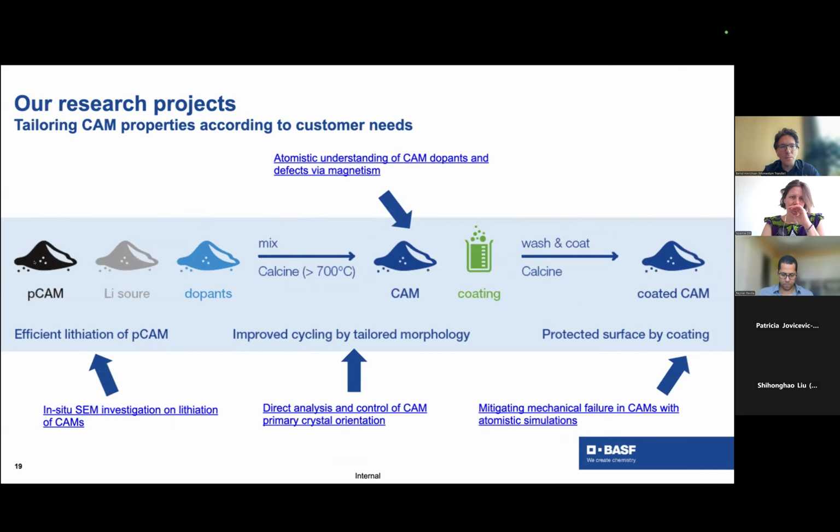Yeah, you get the precursor material that is precipitated. You mix it with your lithium source and dopants, and then calcine it at anything from 700 degrees upwards. And then afterwards, there are coating processes and washing processes, and for every part of this, we've got methods to try and understand what is happening in this process.